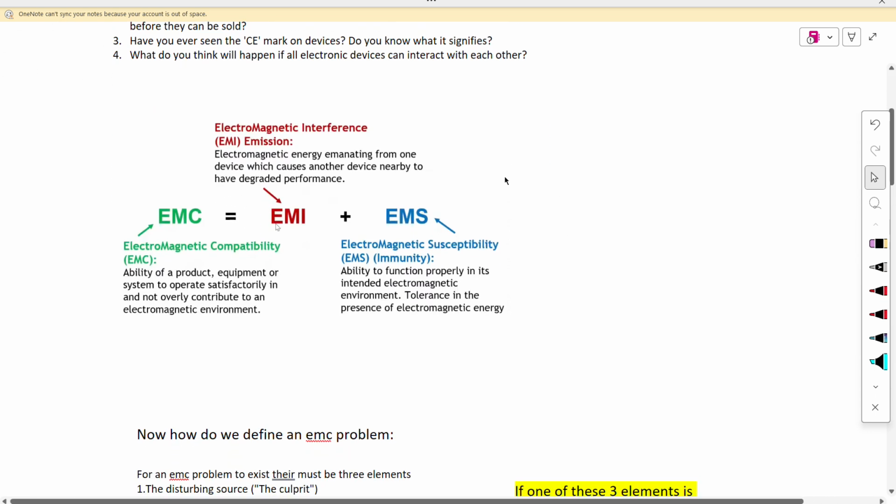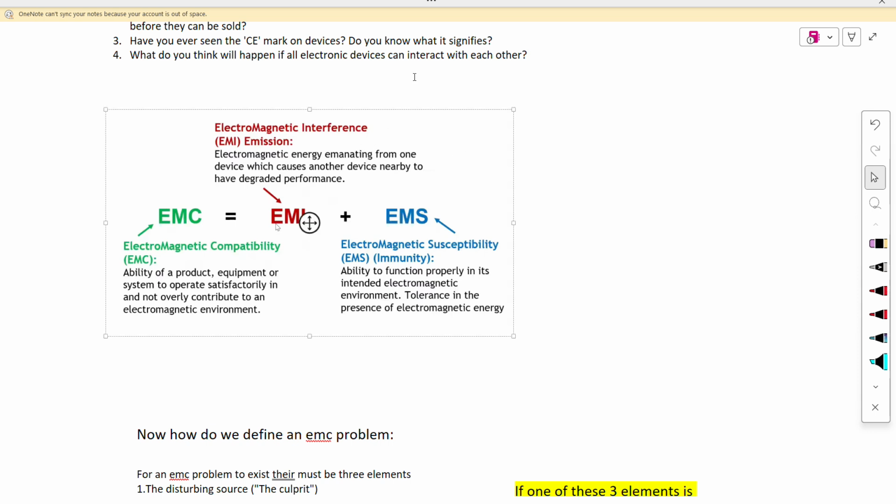And now let's get into the topic, which is EMC, electromagnetic compatibility. EMC comprises a combination of EMI and EMS. What is EMI? EMI is electromagnetic interference or emission, which is electromagnetic energy emanating from one device which causes another device nearby to have a degraded performance. What this means is all electronic devices tend to radiate, and those radiations have an impact on other electronic devices, and that impact is what is known as electromagnetic interference or emission.